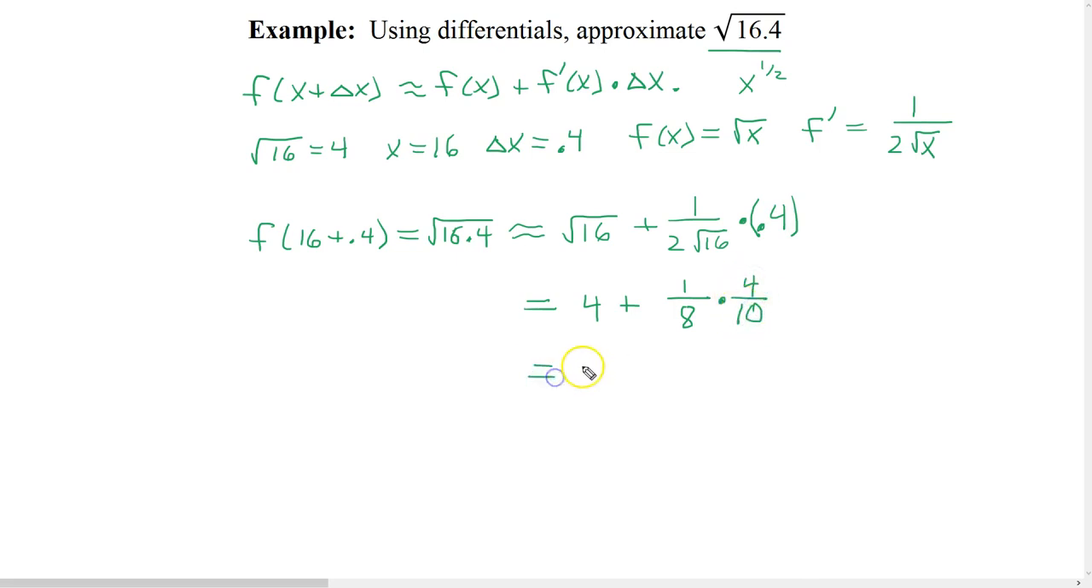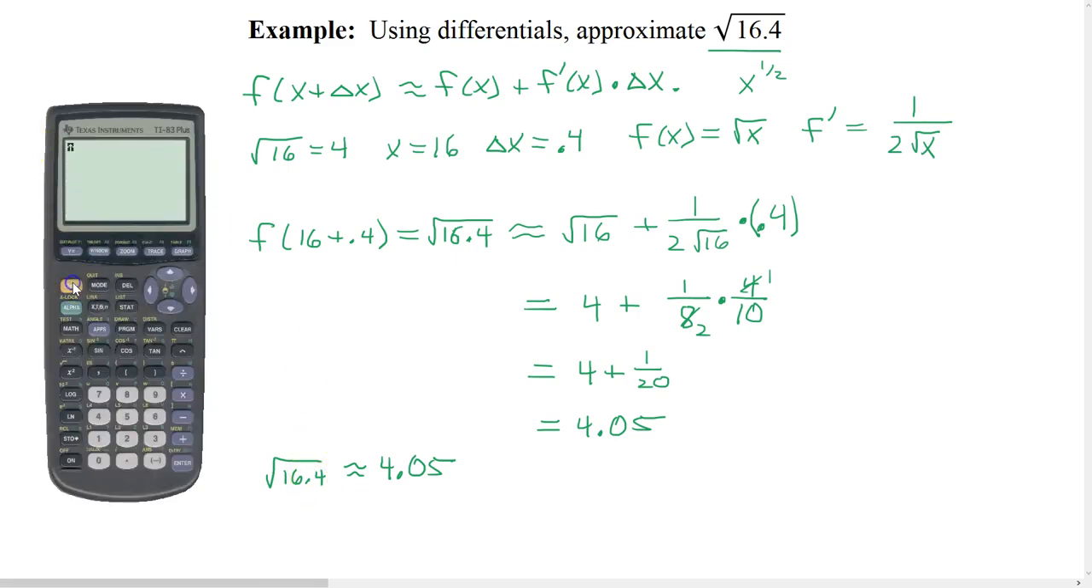And all of this simplifies to 4 plus 1 over 20, and we get 4.05. And so that is our approximation to the square root of 16.4. And we can check out how good our approximation is. We can evaluate the square root of 16.4 on a calculator.